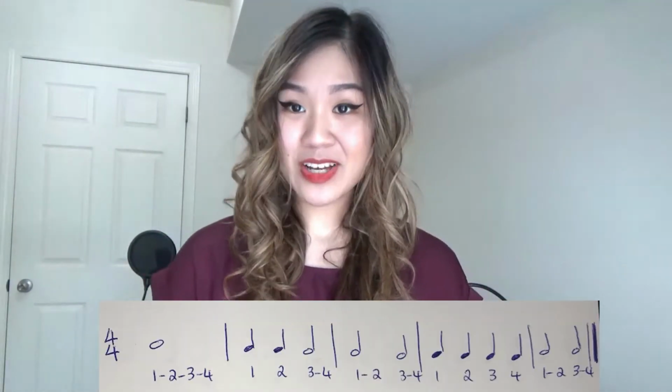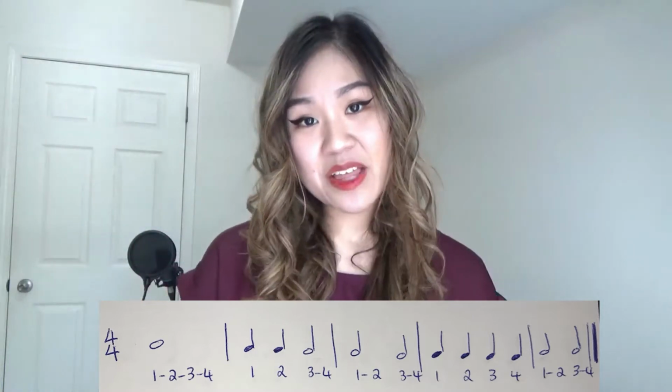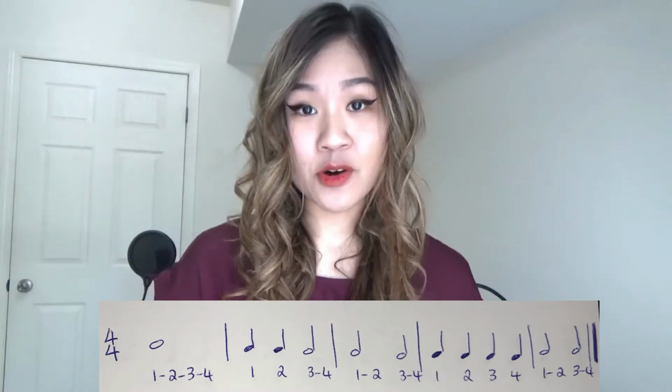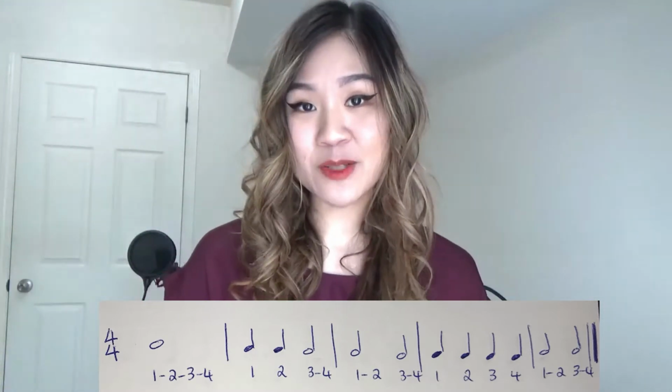So now let's just go through a few examples together. Okay, so the very first example, you guys can see this on the screen, we can see that the time signature is 4, 4, which means that there are 4 beats per bar.